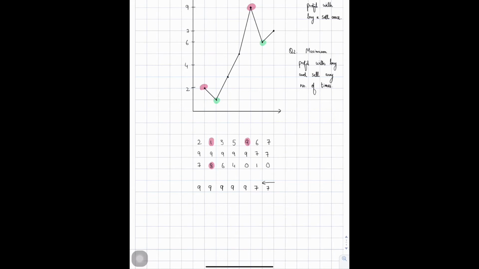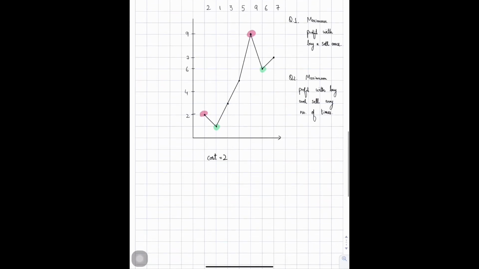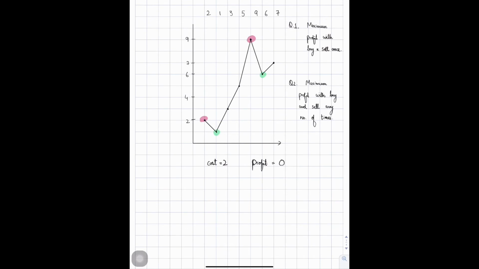So our initial cost would be 2. Now we start traversing our array. The first day we know it's a maxima because its next value is decreasing. So we sell it. So the selling price is also 2, so the profit is 0. Now we move further and we come across 1, and this is a minima because the next point to it is increasing. So at this point we should buy the stock. So now we update the cost with 1.